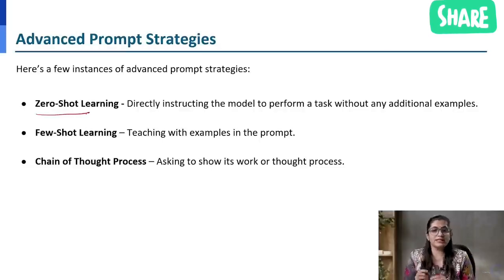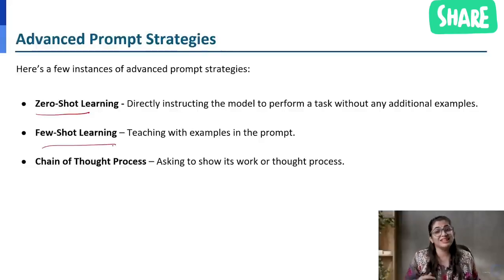Zero shot is directly instructing your model, that is ChatGPT, to perform a task without any additional examples. For example, I just say, classify my feedback into neutral, positive, and negative. And I give a line. That is the input, and it outputs the sentiment. That's it. This is my zero shot.